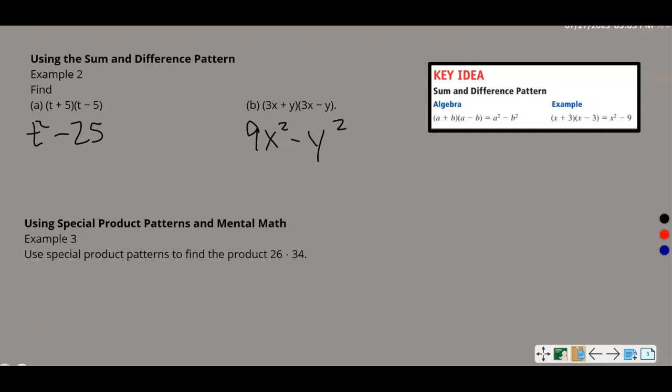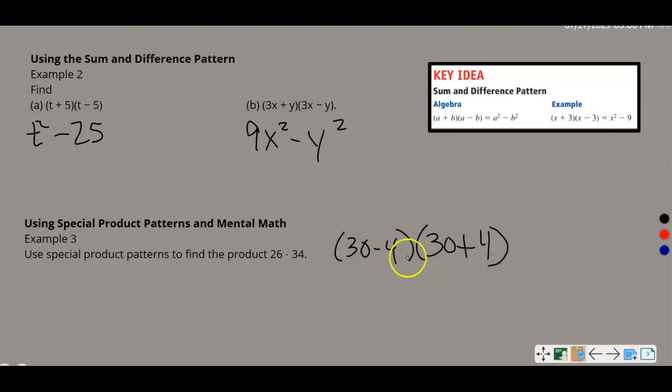All right, can we use the sum and difference pattern for example 3? So it says use special product patterns to find the product of 26 times 34. So if you can recognize that 26 is 4 less than 30, 34 is 4 more than 30, so we can write this as a sum and difference pattern. So again, we can write 26 times 34 as 30 minus 4. Again, 26 is 30 minus 4. We just rewrote that as this. And then 34 is 30 plus 4.